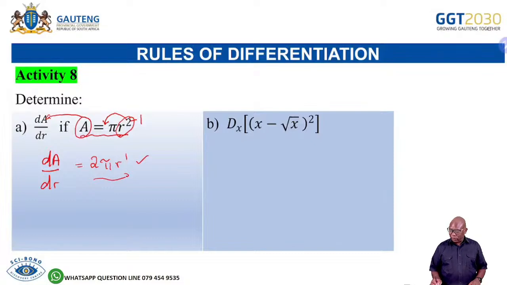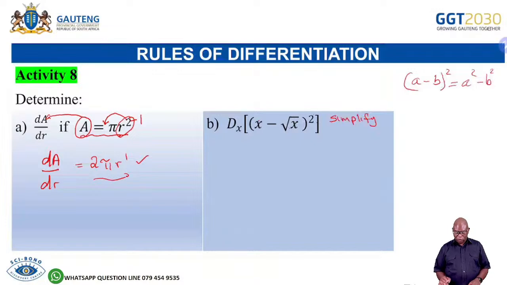Beautiful. Now, the second one also looks very crazy because it's got a square and a square root. For me, a minus b all squared is not equal to a squared minus b squared. I can't say this squared and that one squared and I'm done. That will be incorrect. So first of all, I cannot derive here before I simplify it. So first I must do what? I must simplify. Before I derive, I must simplify it.